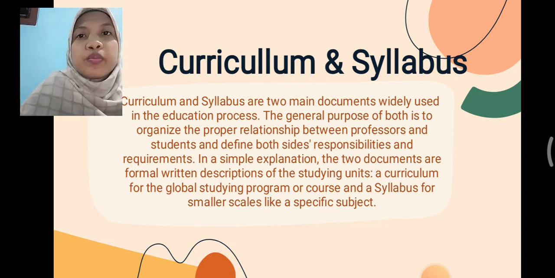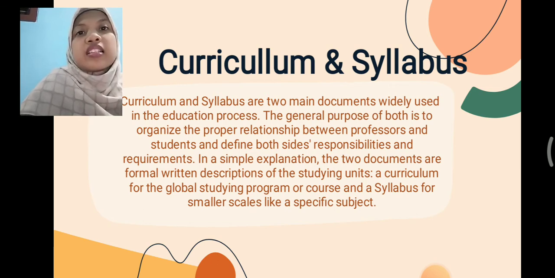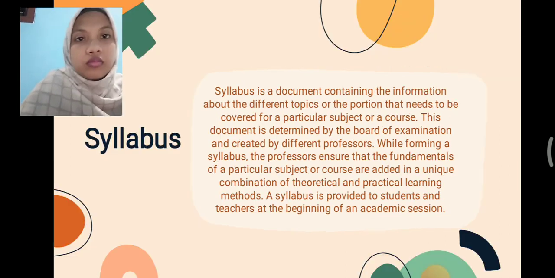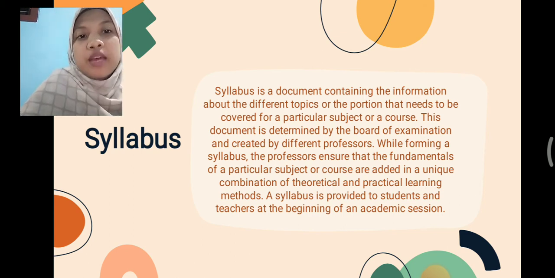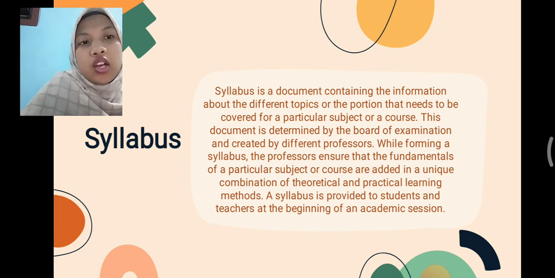If you plan to be involved in the education process, either as a professor or a student, understanding the curriculum and syllabus is important. These two terms are usually referred to as very similar or sometimes the same at the amateur level. And then, syllabus. Syllabus is a document containing the information about the different topic or the portion that needs to be covered for a particular subject or a course.